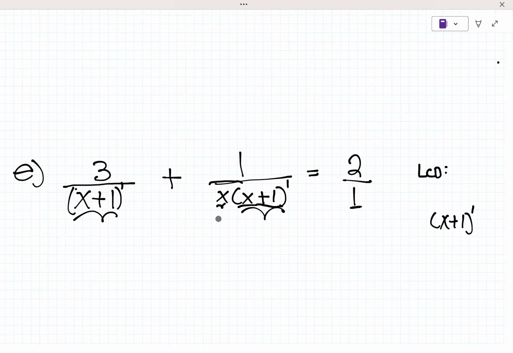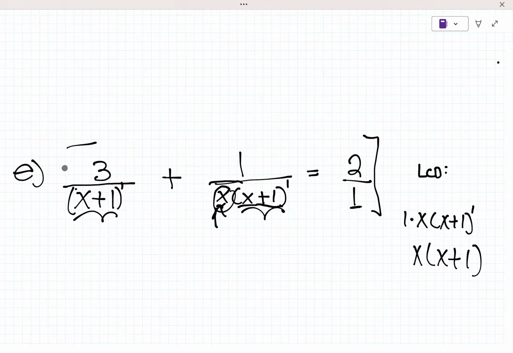And then another base I see is x. This is a non-repeating base, right? This is one term. So if it's non-repeating, bring it down. And then you see this base is this one, so bring that down. So really it's just 1 times x, really x. Okay, so that is my LCD. Now you're going to multiply all three sides by that.